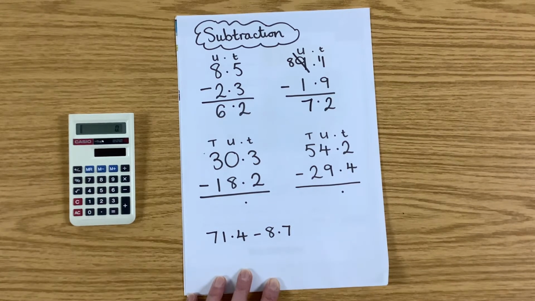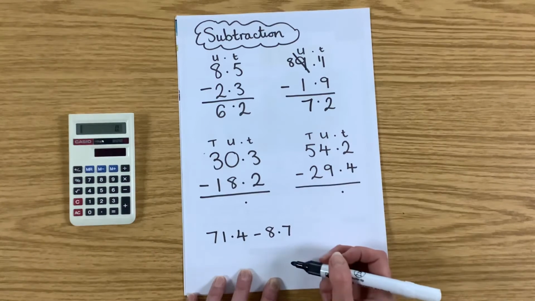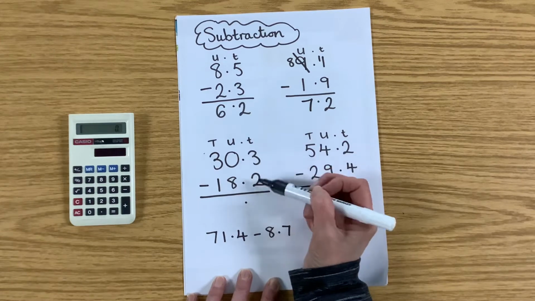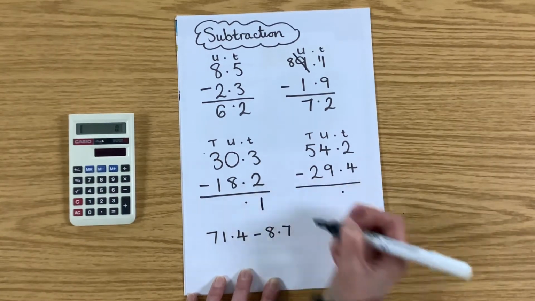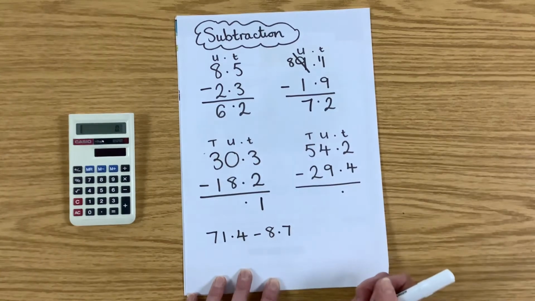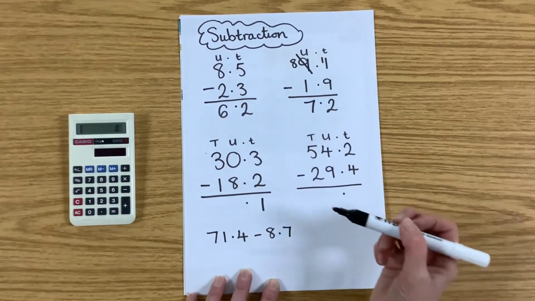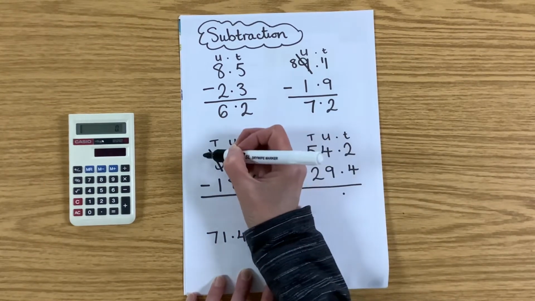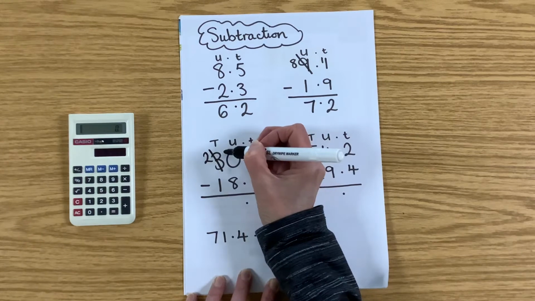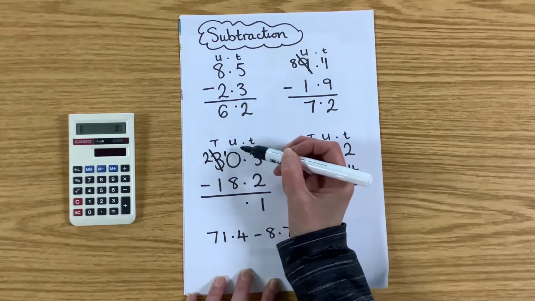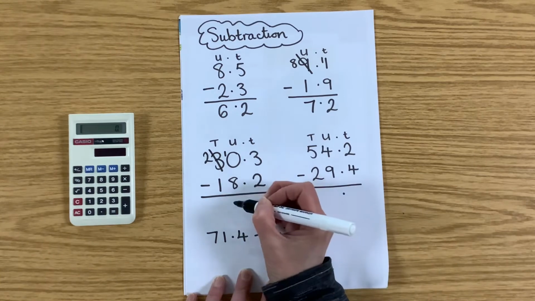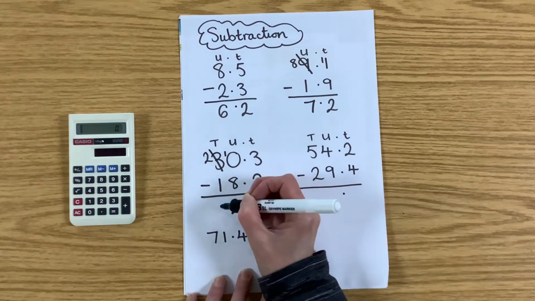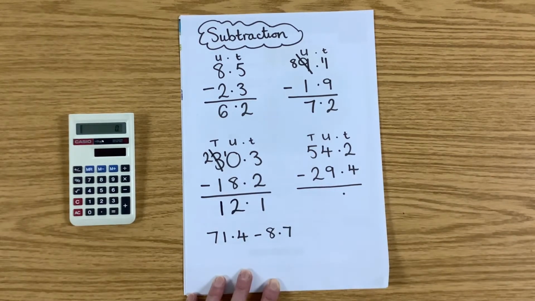Let's make the numbers a little bit bigger. 30.3 take away 18.2. So just like any other question, we start over at the right hand side. 3 take away 2, I can do that, that's 1. 0 take away 8, I can't take anything away from 0, so go over into the tens, we'll do our exchange. So take away one of those tens, bring that 10 over into the units. So now I've got 10 units, take away 8. 10 take away 8 is 2. 2 take away 1, 1. So I've got 12.1.